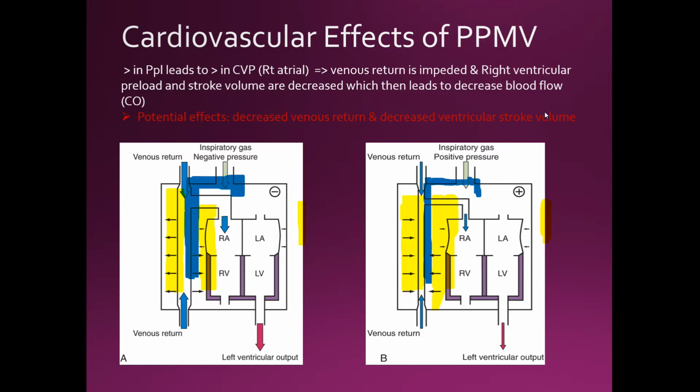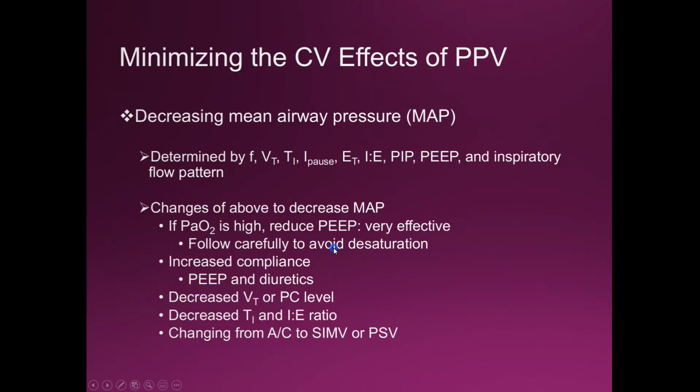All right, so venous return is impeded and right ventricular preload and stroke volume are decreased, which then leads to decreased blood flow, which is our cardiac output. That's correct. So here, this is normal. Here, this is a narrowing of your vena cava because of all this pressure. Therefore, you have less blood flow. Less blood flow will lead to less stroke volume, which leads to a decrease in cardiac output. That's basically what this is saying.